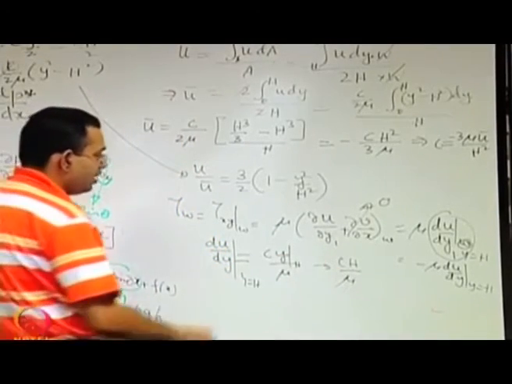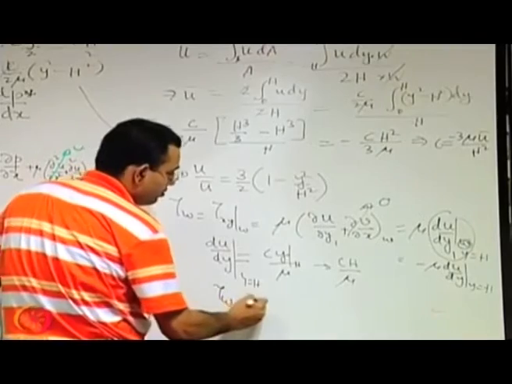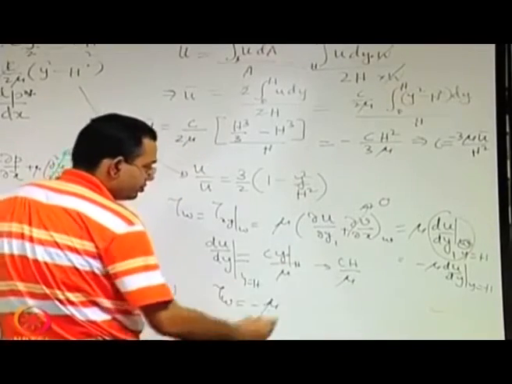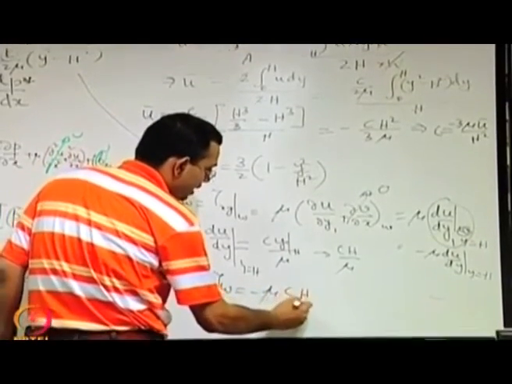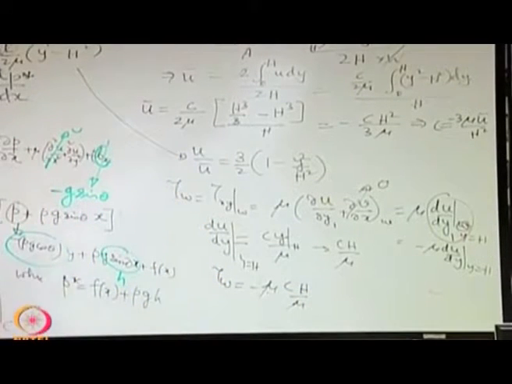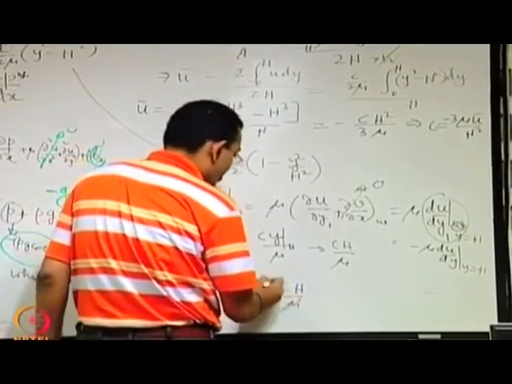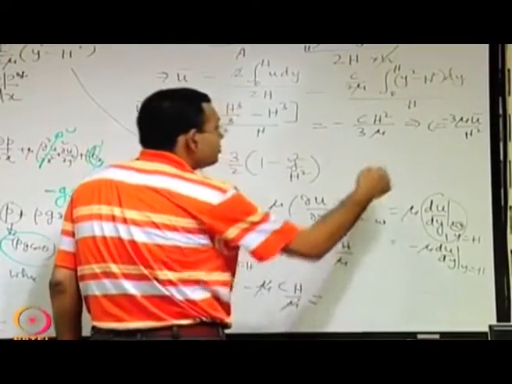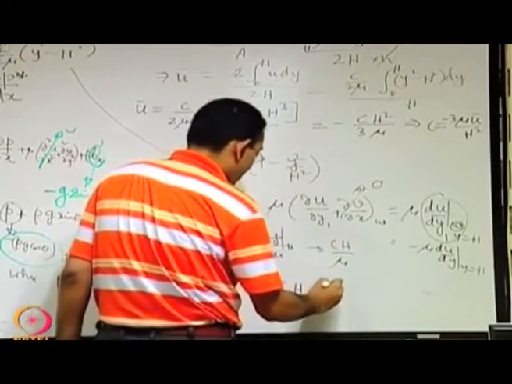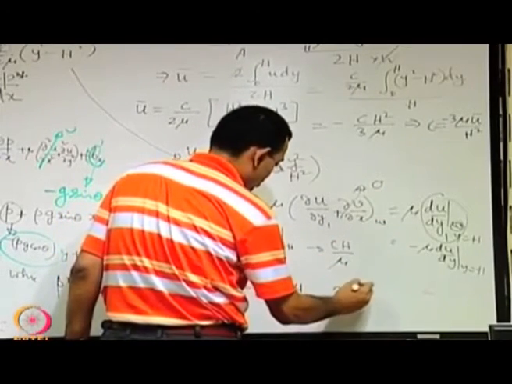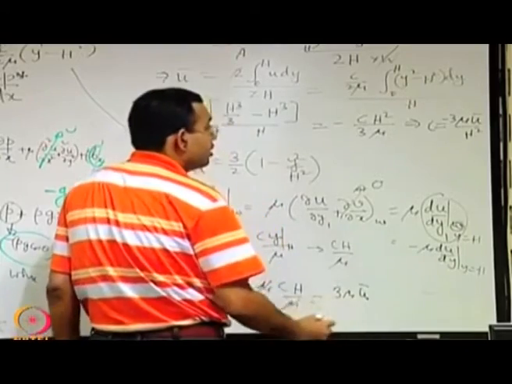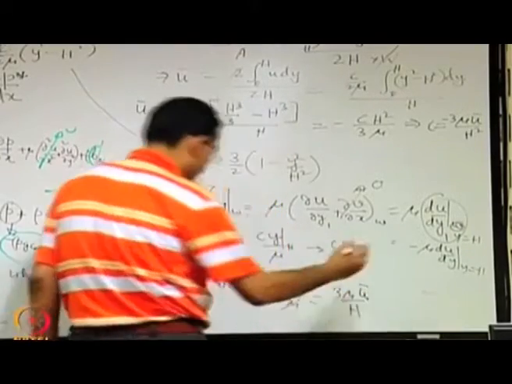So what is tau wall? Minus mu into ch by mu, right. So minus mu du dy, and c you can write as 3 mu u bar by h square. So tau wall is 3 mu u bar by h. So that is the wall shear stress.